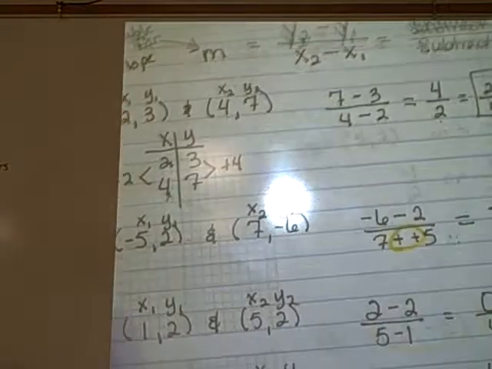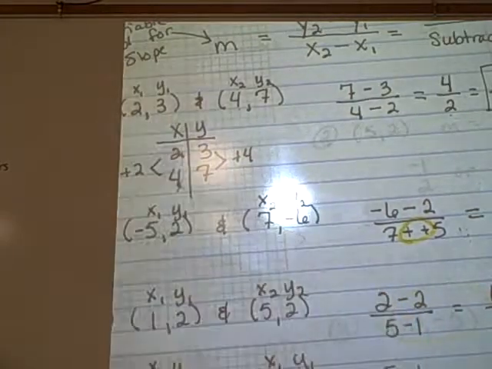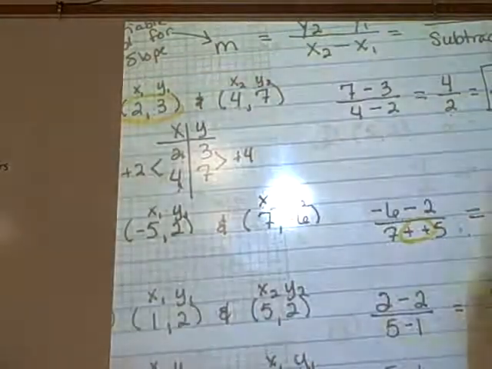And I was given 2 different points. I could either use 2, 3, or 4, 7. Which one do y'all want to use? 2, 3. First one I heard. Alright, so we're going to use 2 and 3, and our slope is 2.